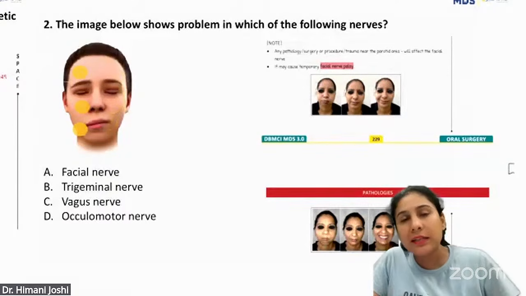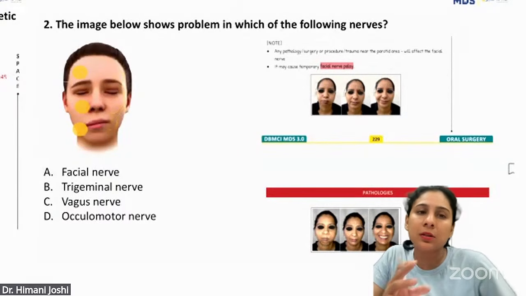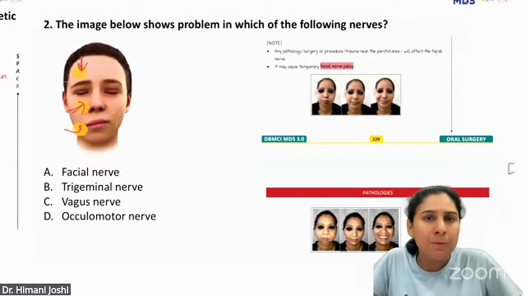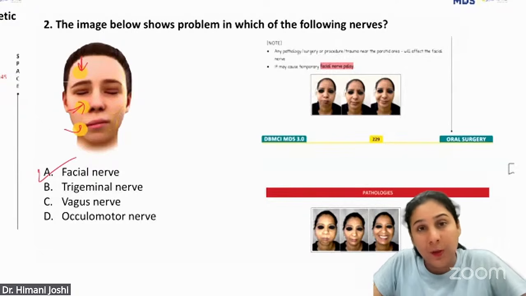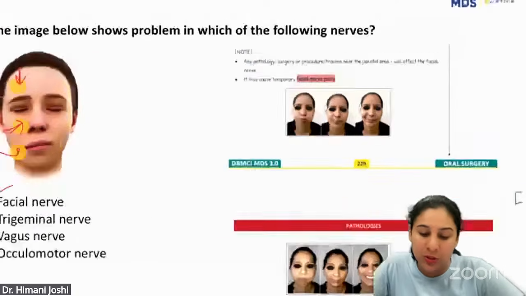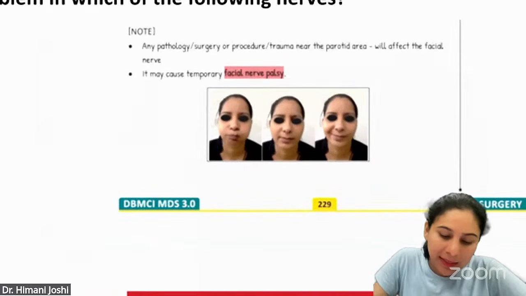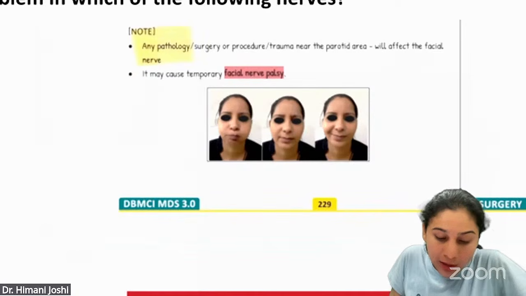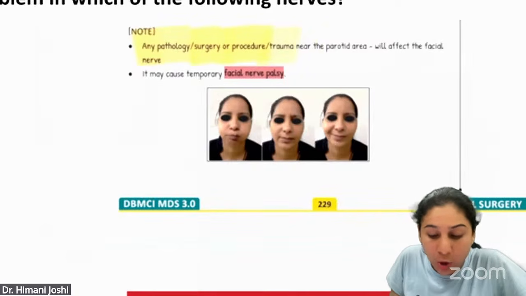So this is another very similar question, where these three areas are affected. You can see the temporal, the zygomatic, and the buccal branches being affected. So obviously it is the facial nerve. Again, a direct pick from our notes. We have taken this in detail in the pathology section also: any pathology, surgery or procedure or trauma done near the parotid area will affect the facial nerve.